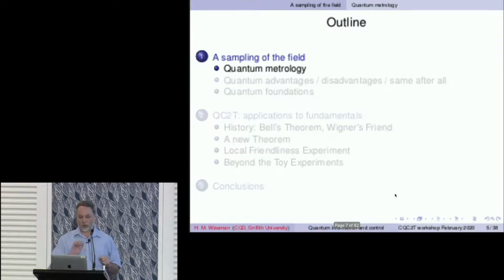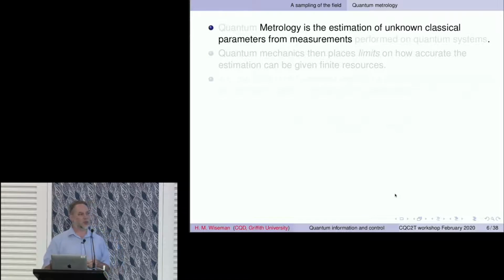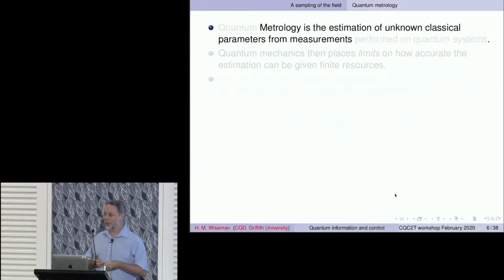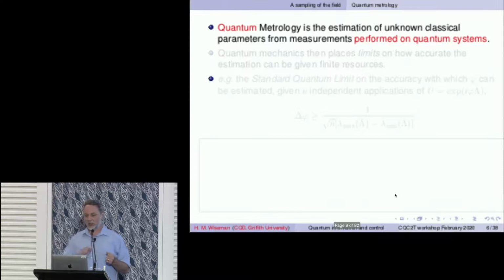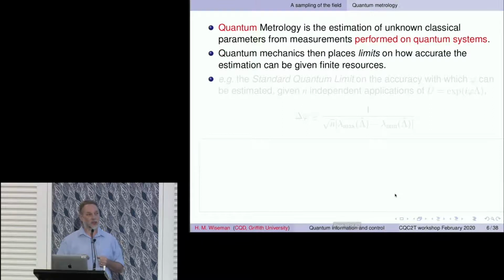So quantum metrology is going to be the first example which I look at. Metrology is just the estimation of classical parameters from making measurements. So what's quantum metrology? Well, it's just when you're doing that, but the measurements are performed on quantum systems. And the implication of that is that quantum mechanics places limitations on how accurately that metrology can be done, how accurately we can estimate those parameters given finite resources.